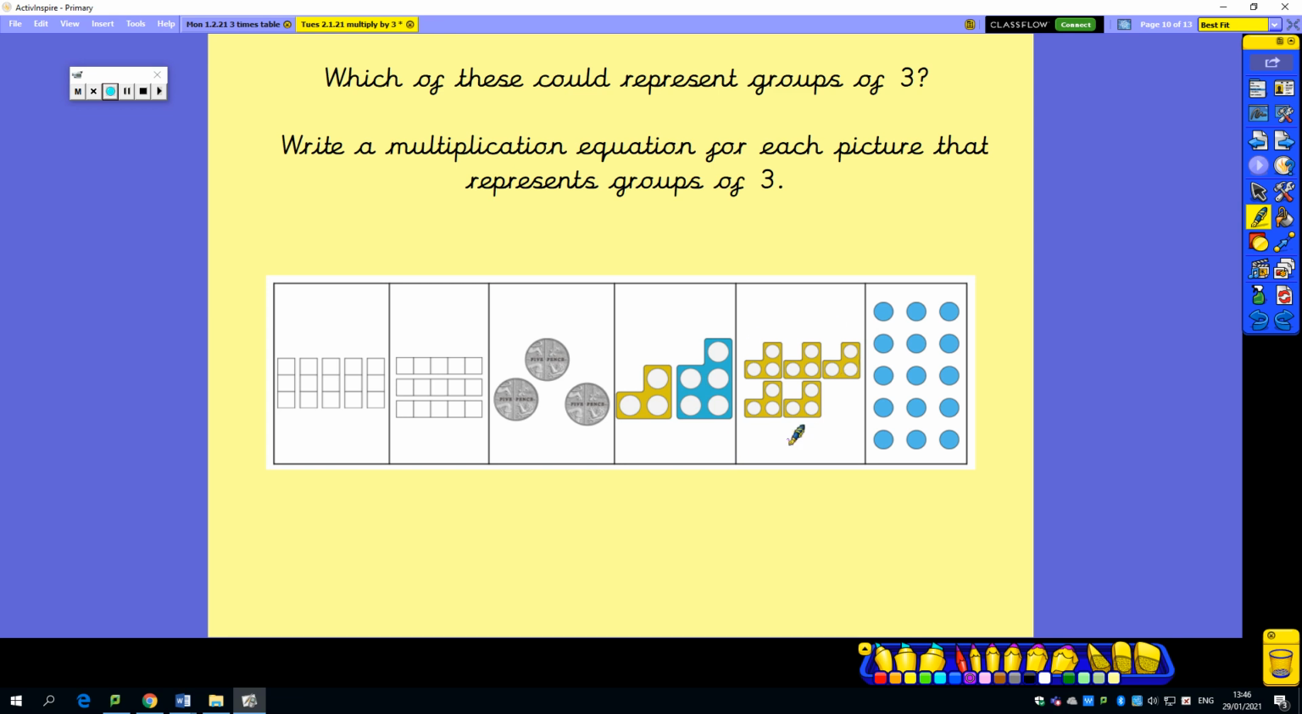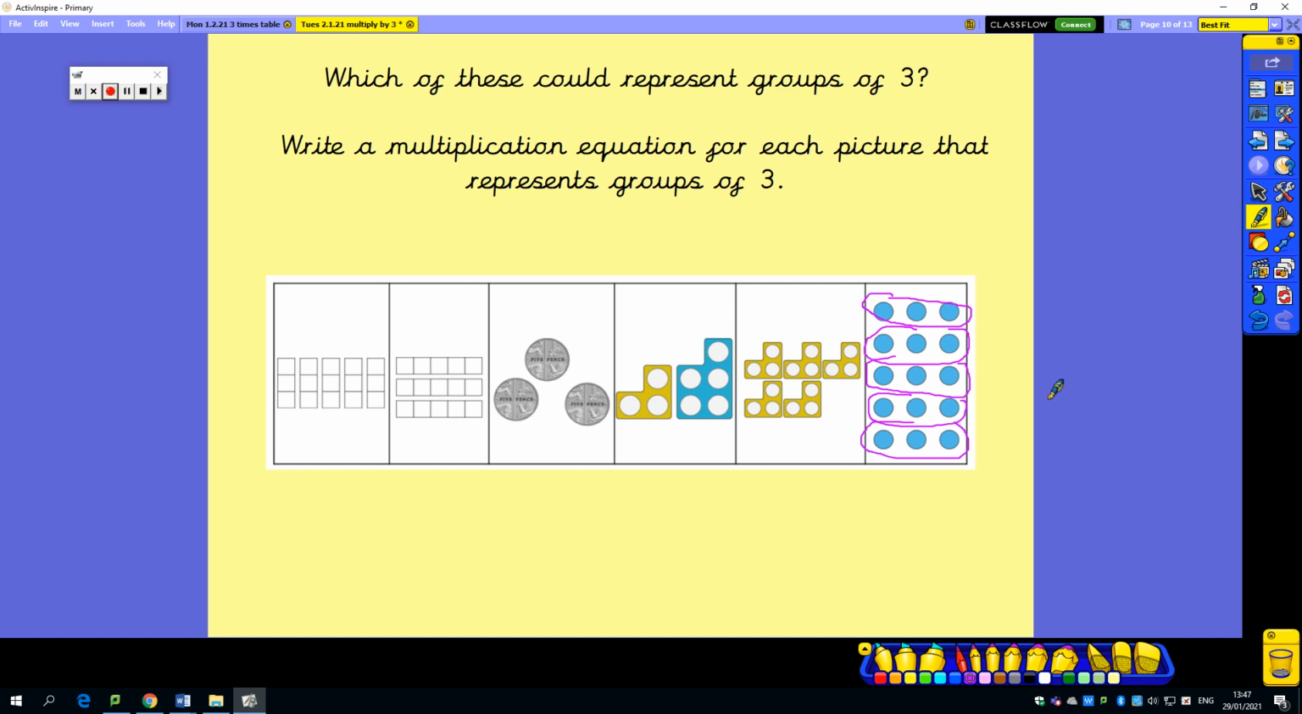The next one, does this represent groups of 3? Yeah. So we've got Numicon 3s, and we've got 1, 2, 3, 4, 5 of them. We've got 3, 5 times. And if you look at the array at the end, does that represent groups of 3? Take a look. We could group it like this, and you've got groups of 3.